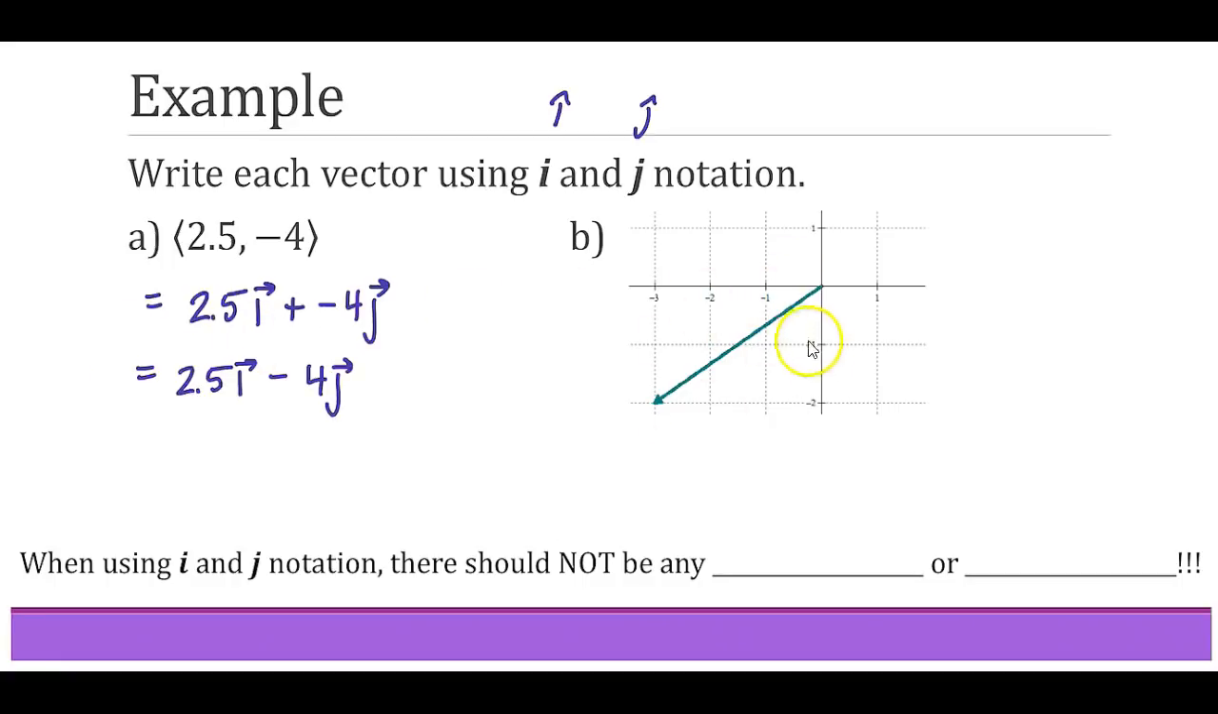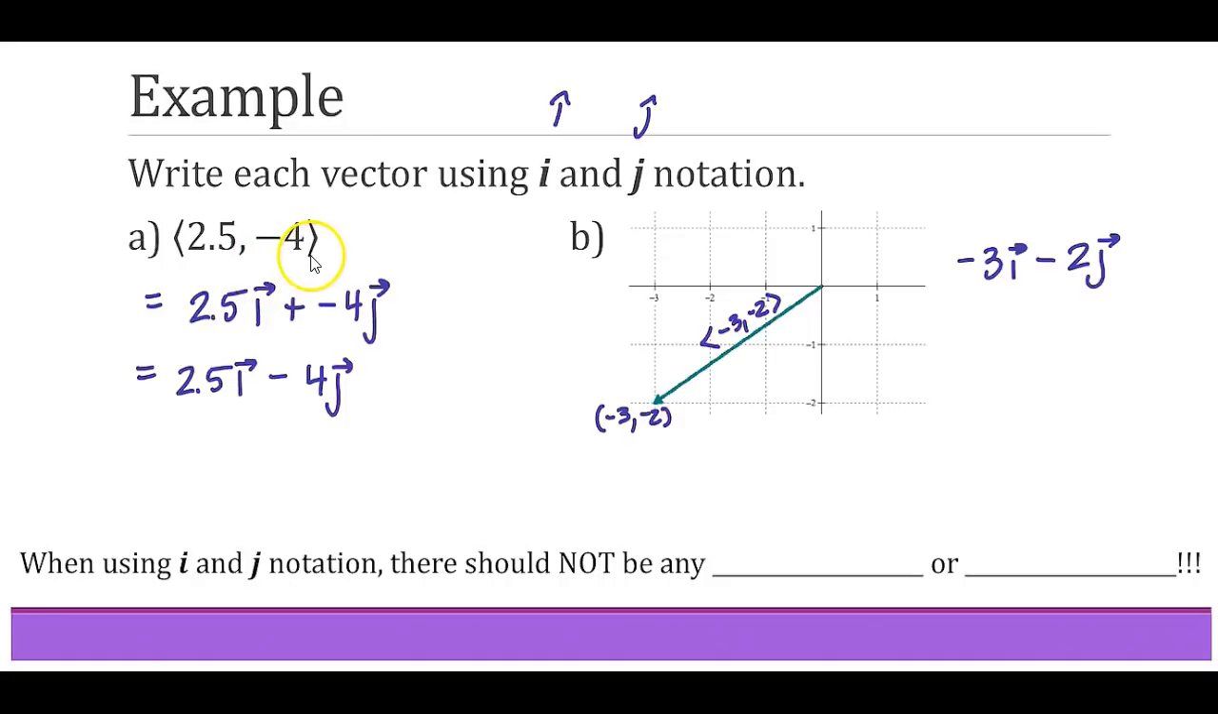Let's take a look at this vector here. We can see this is a position vector that starts at the origin and ends at the terminal point. This point over here is (-3, -2). So this vector is ⟨-3, -2⟩ in angle brackets typically. To express it in ij notation, we're going to have -3i minus 2j.